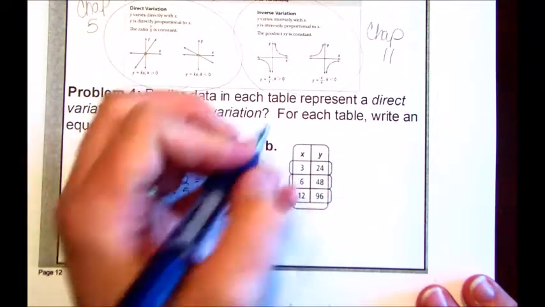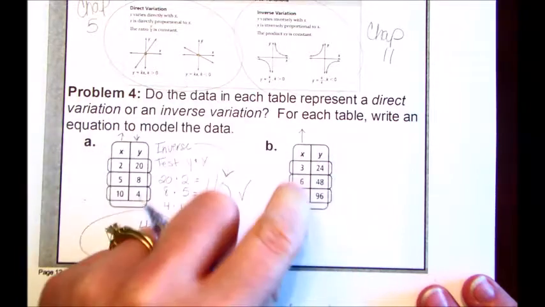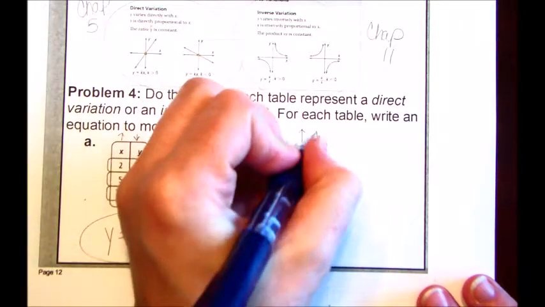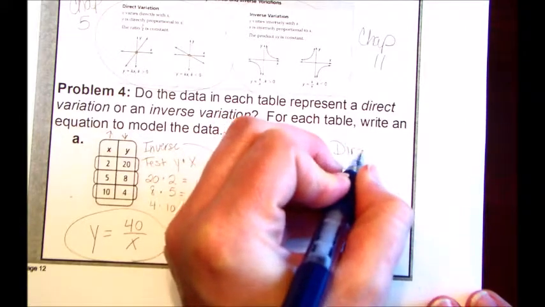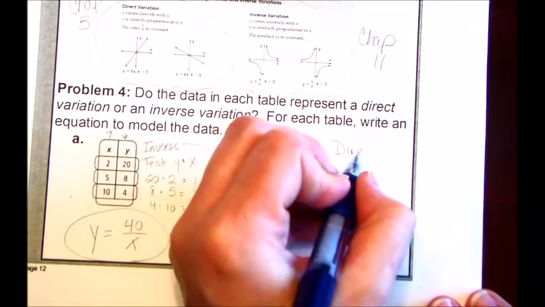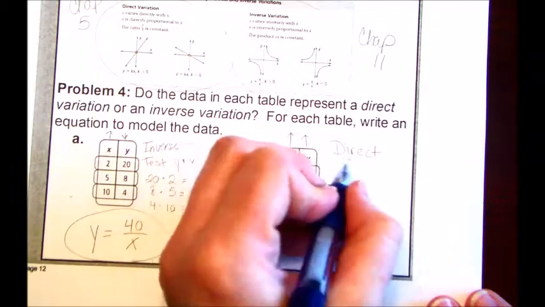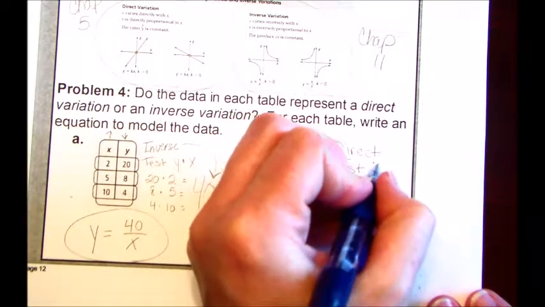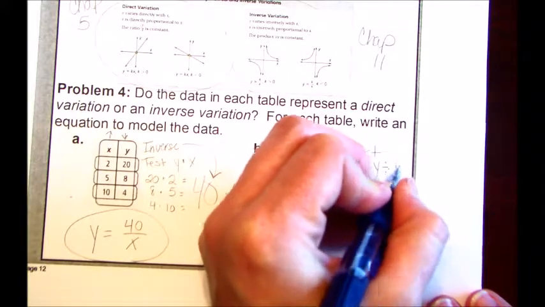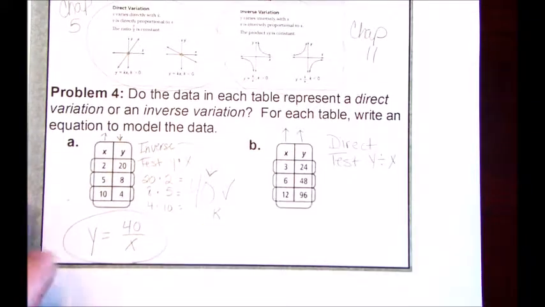So 3, 6, 12, 24. I notice as x goes up, y goes up. Well, that was direct variation back in the day. So we're going to test for direct. Well, the test for direct, you actually take all your y's and you divide by all of your x's. Kind of weird, but it is true.